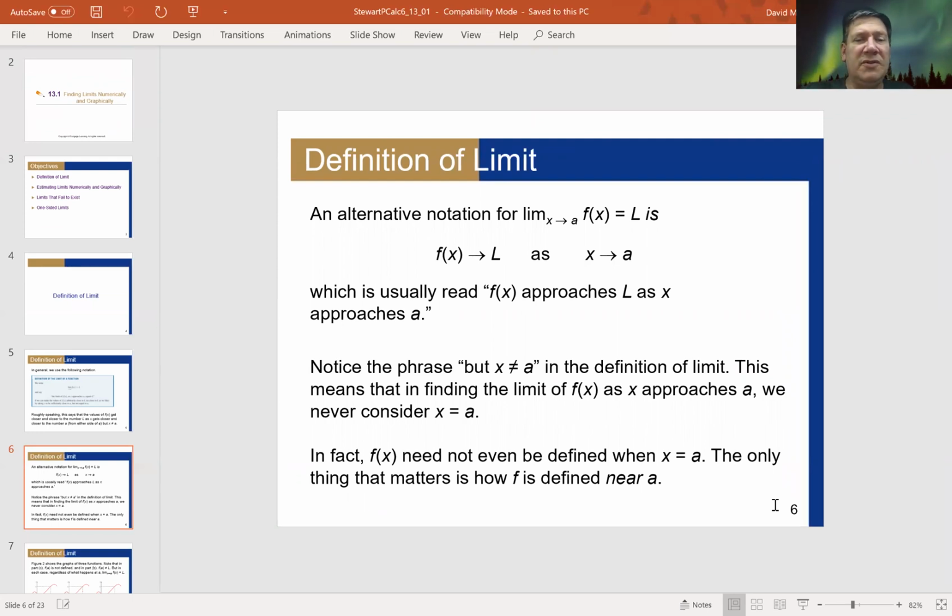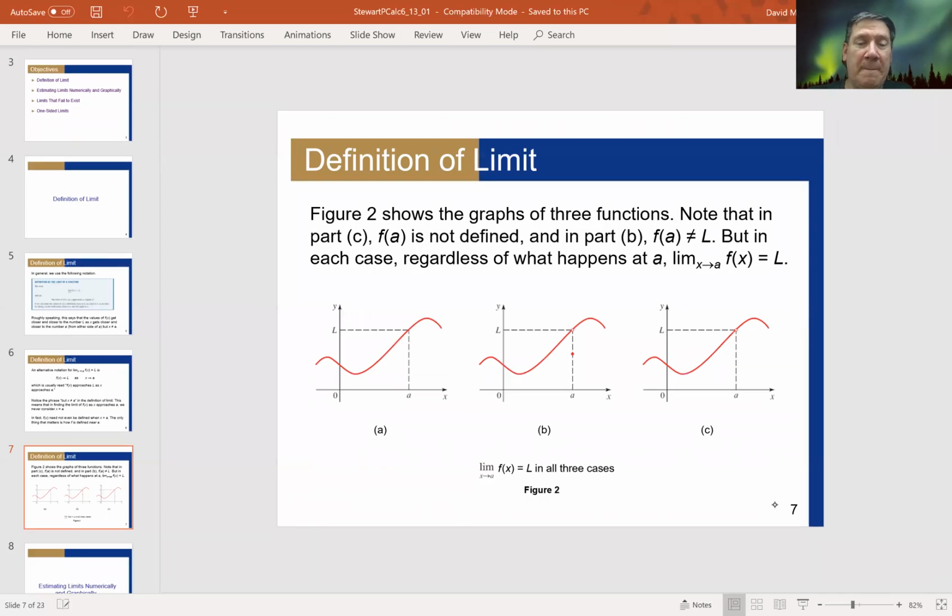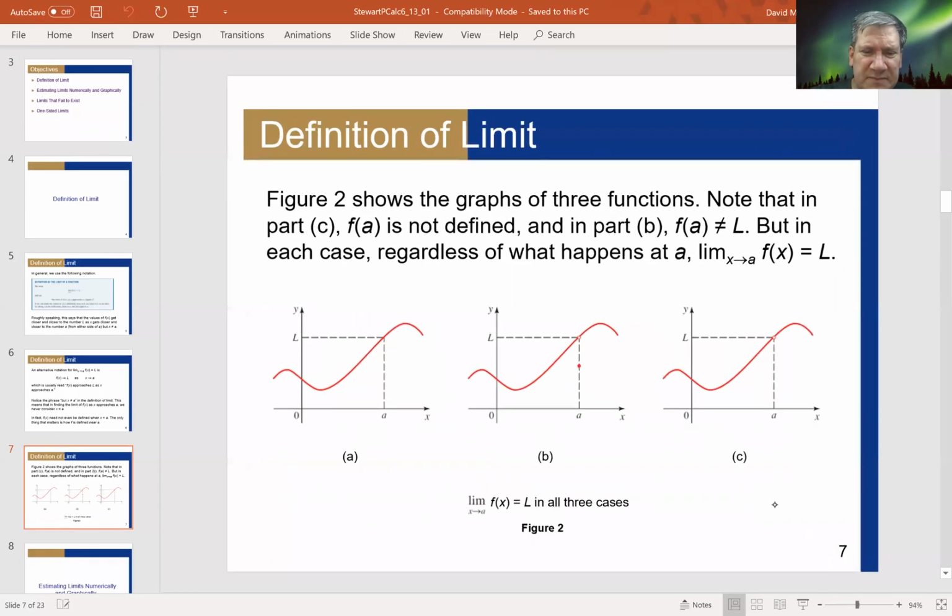The alternative notation they show you, and then you pretty much never see it again. X is not equal to a is in the definition of a limit. We never consider that x is exactly equal to a. It gets closer and closer and closer.